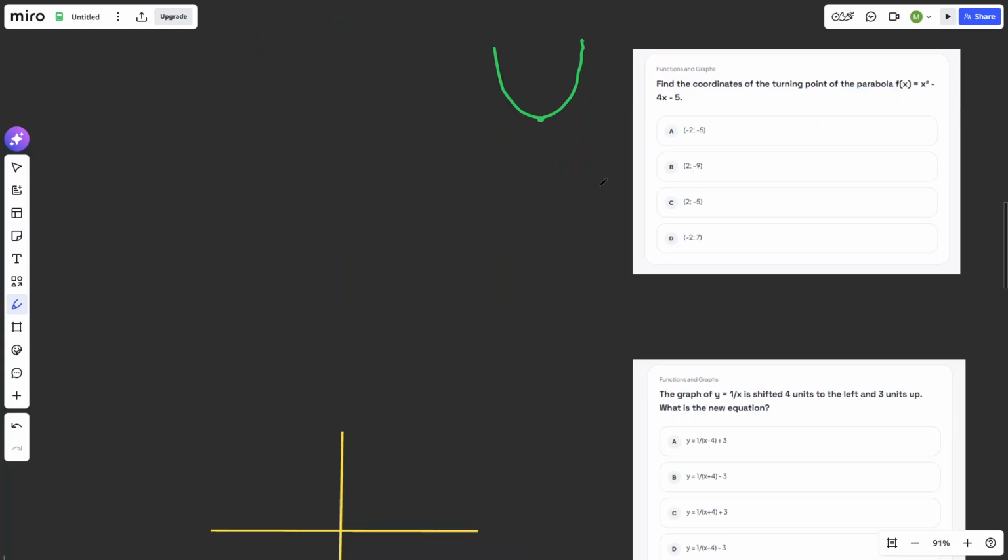But let's go ahead and start. So in the first question, we are given the parabolic function defined as f of x is equal to x squared minus 4x minus 5. So now we want to find the turning point. There are two ways of doing this.